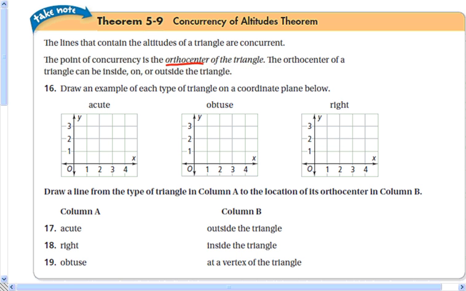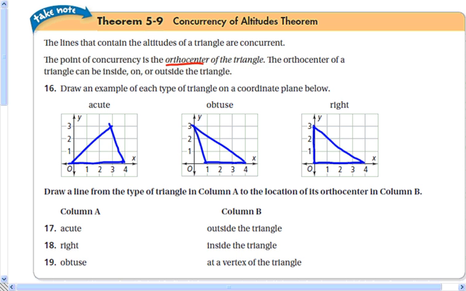So let's make an acute triangle. Draw one like this using the x-axis as the base. An obtuse triangle. And a right triangle. All right, if I draw the altitudes in here, we know they're all going to be concurrent at a certain point. So if I just draw two of the altitudes, I can find the orthocenter.